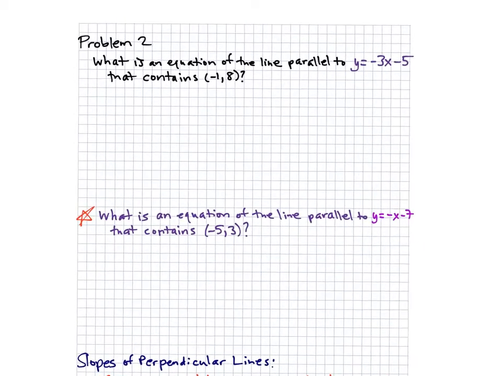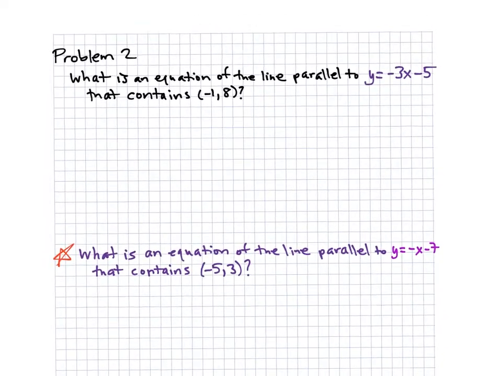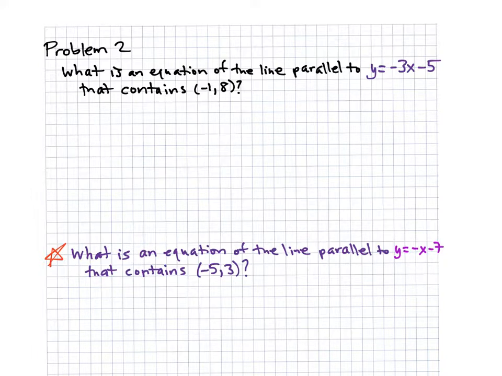Okay, let's see. This next problem says, what is an equation of a line that's parallel to this line here, and that contains a point there, -1, 8. Okay, so remember, what we need for a line is either a slope and intercept or a point and slope. In this case, we have a point, and that point is -1, 8. And so if we could get the slope, then we can do the point slope form, right? Which is y minus y1 equals m times x minus x1. And so we have our x1 and our y1. What we need is a slope.